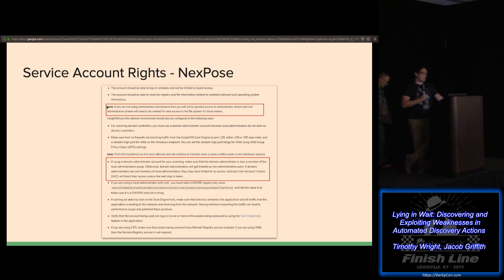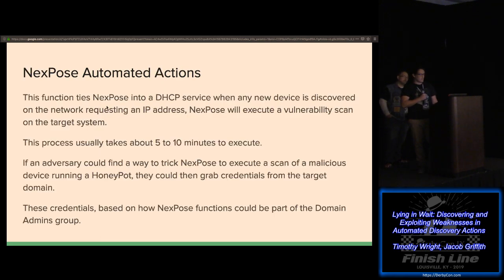And this is just another screenshot from NexPose documentation stating permissions that could be used for the service account. Right here it's saying if you don't have administrative permissions, you're not going to be granted access to administrative shares, and so you're going to miss some of the vulnerability checks that can be done. So a lot of times these accounts are elevated.